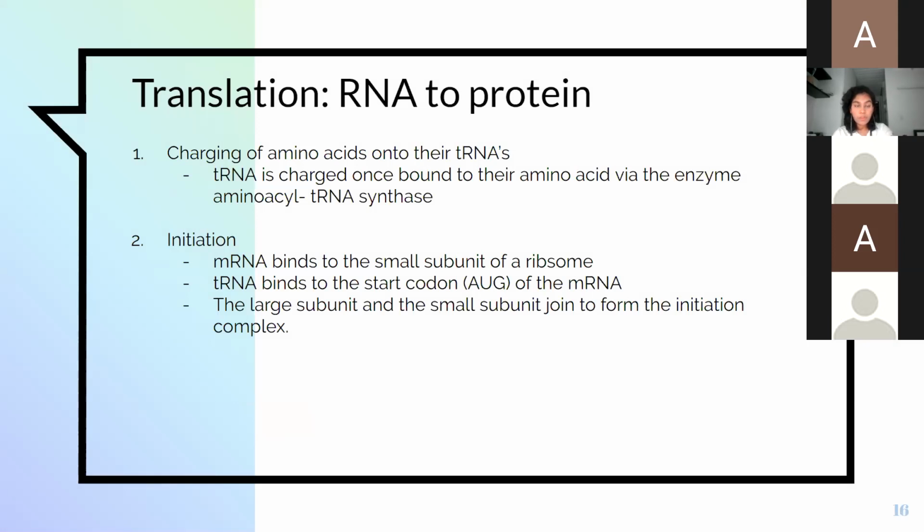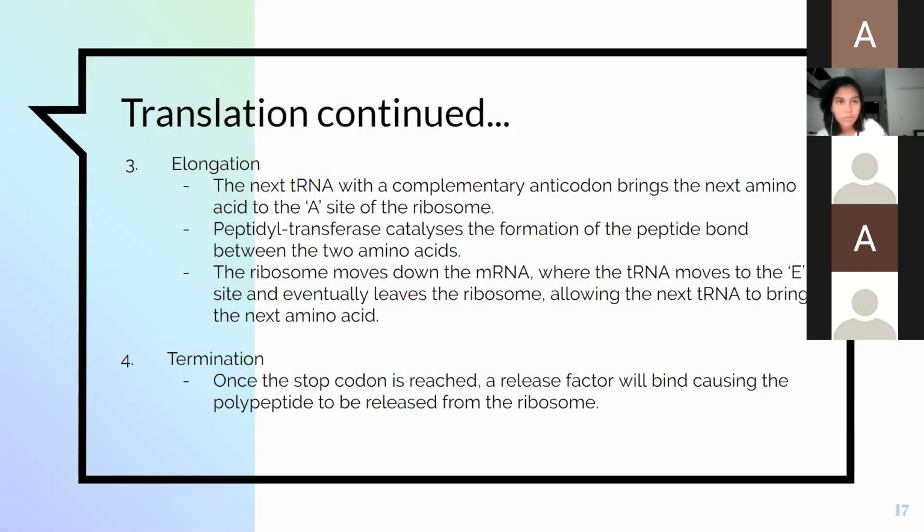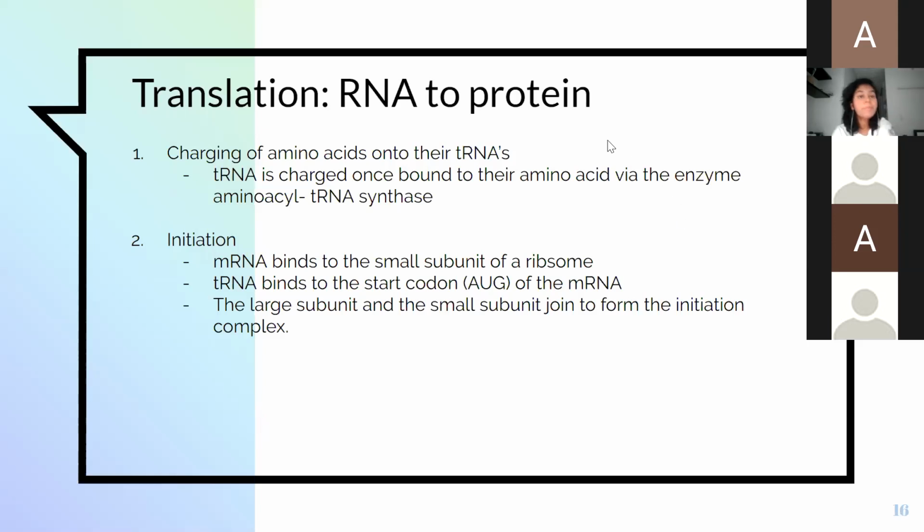So now moving on to translation, and I think this will be the end of the central dogma. Translation is how RNA becomes protein. Again, there are 4 steps to this. In the beginning, you need to charge the amino acids onto the tRNA. The tRNA is bound to the amino acids by an enzyme, aminoacyl tRNA synthetase. This is what allows tRNA to bring amino acids during translation.